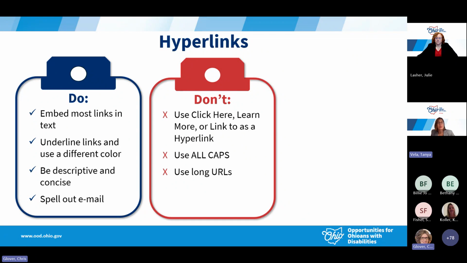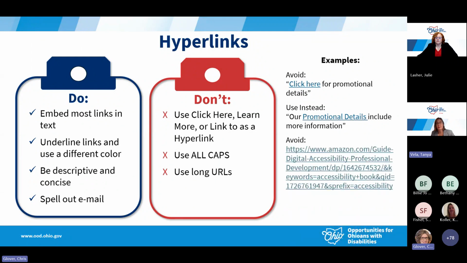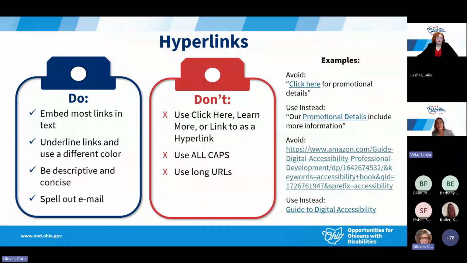So here's some examples to illustrate these tips. Instead of using the words click here for promotional details, use the phrase, our promotional details include more information, with promotional details being the hyperlink. Here you see a long URL. Instead, create a link such as Guide to Digital Accessibility.